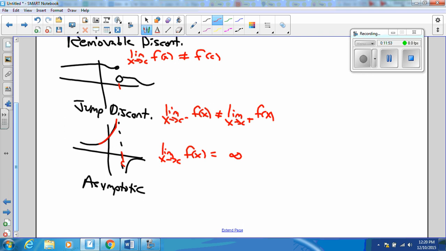And it may be plus infinity, or maybe minus infinity, it might be plus from one side, minus from the other side, whatever.